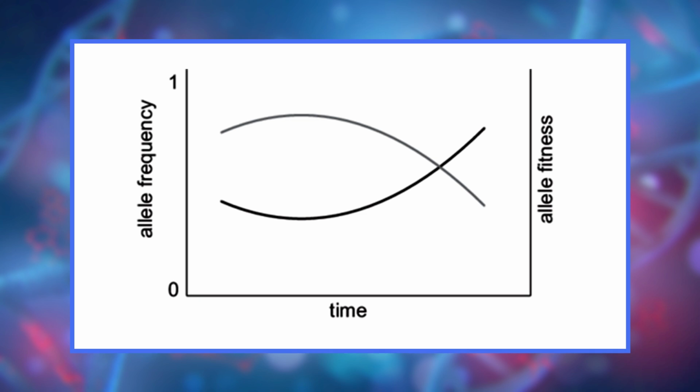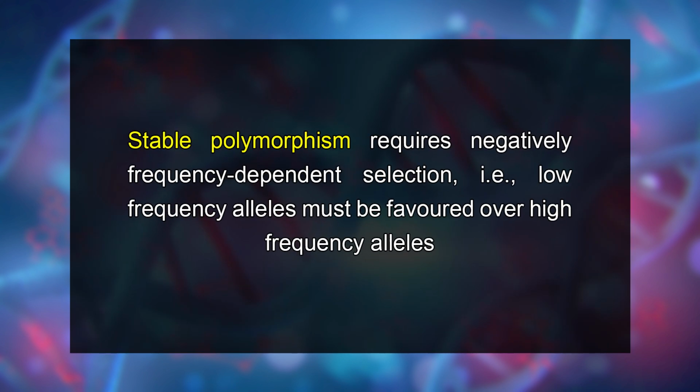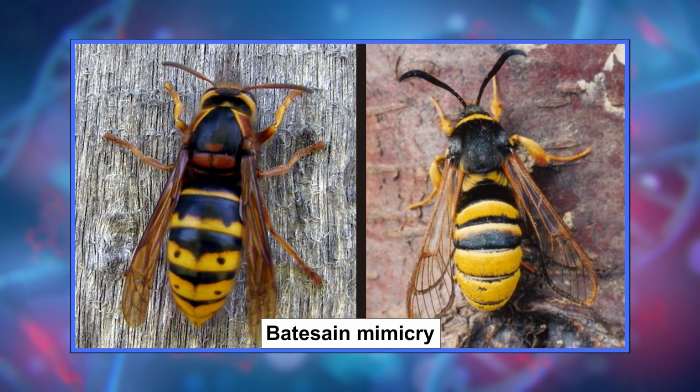Under heterozygote advantage, both alleles involved will be maintained in a population. Fundamentally, stable polymorphism requires negatively frequency-dependent selection, that is, low-frequency alleles must be favored over high-frequency alleles. In temporally and spatially uniform environments, instances of negative frequency dependence are largely restricted to immune system genes, Batesian mimicry and self-incompatibility loci.